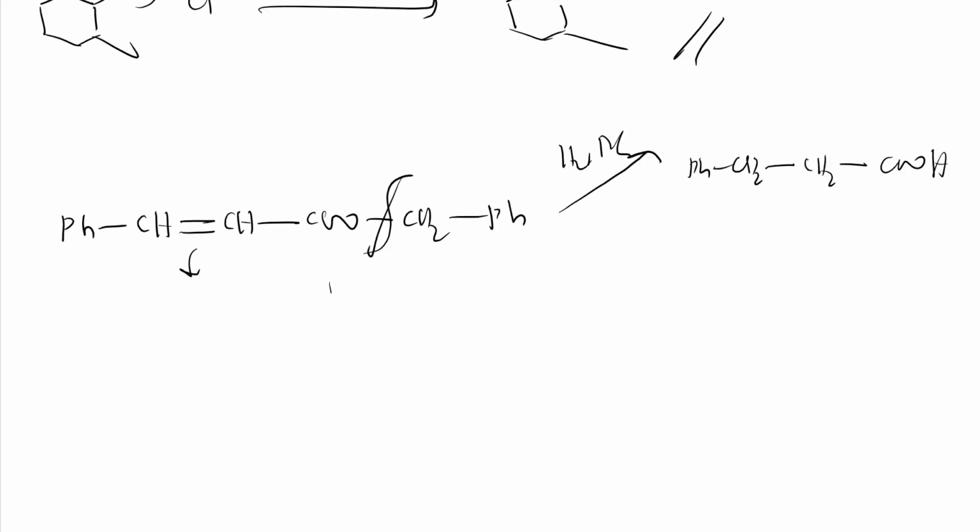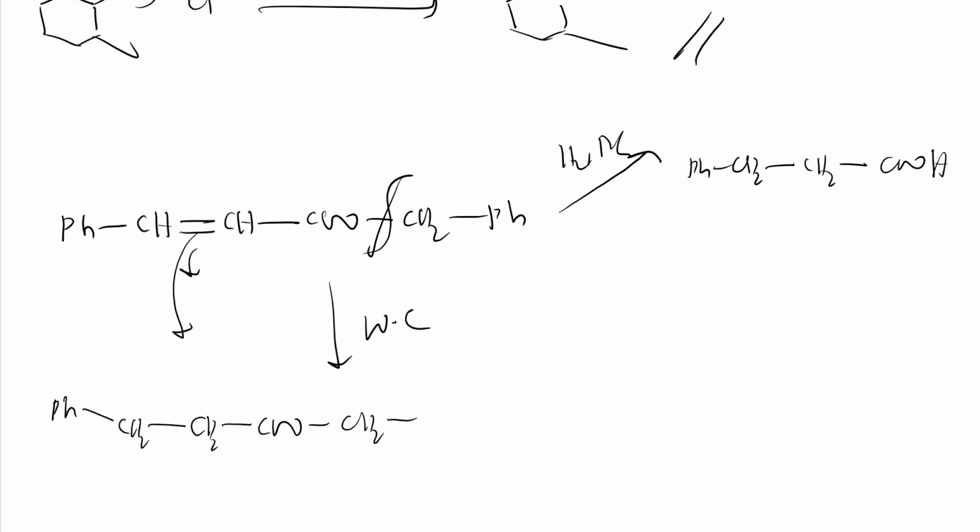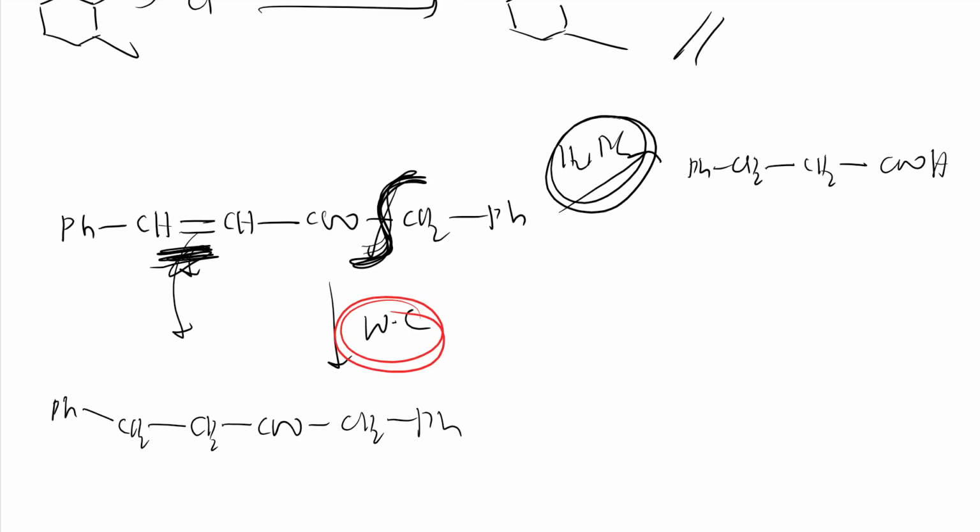Same thing, if I add only Wilkinson catalyst, this bond does not break. Only this alkene will react, syn addition will happen: PhCH2CH2, other things remain as they are, COOCH2Ph. So with hydrogen and palladium, syn addition to this alkene also happens, and this bond will also break, right? But in presence of Wilkinson catalyst, only this syn addition happens here, not hydrogenolysis, right?